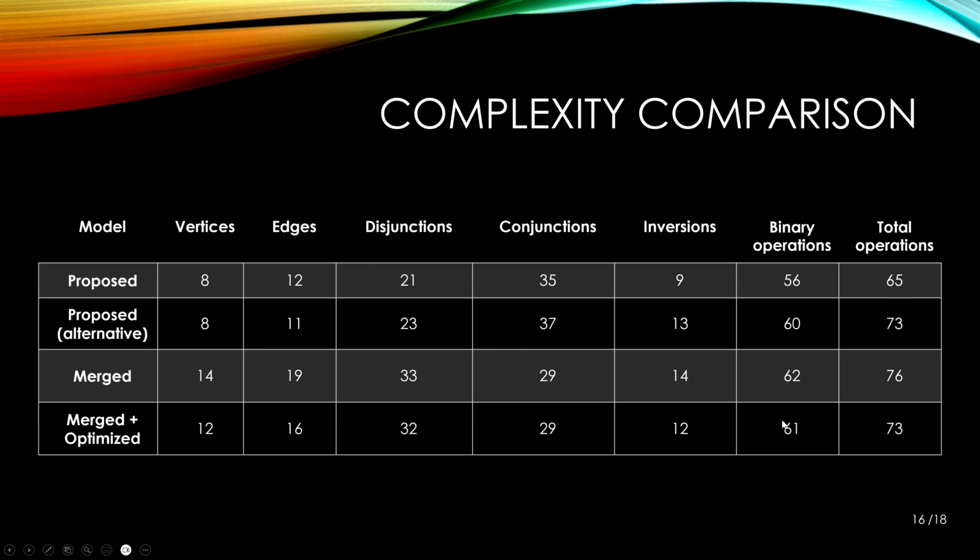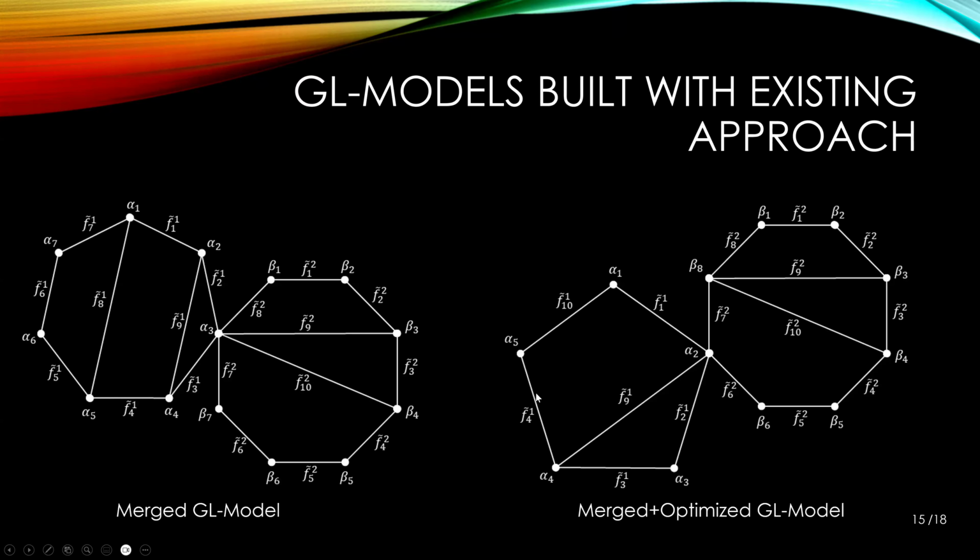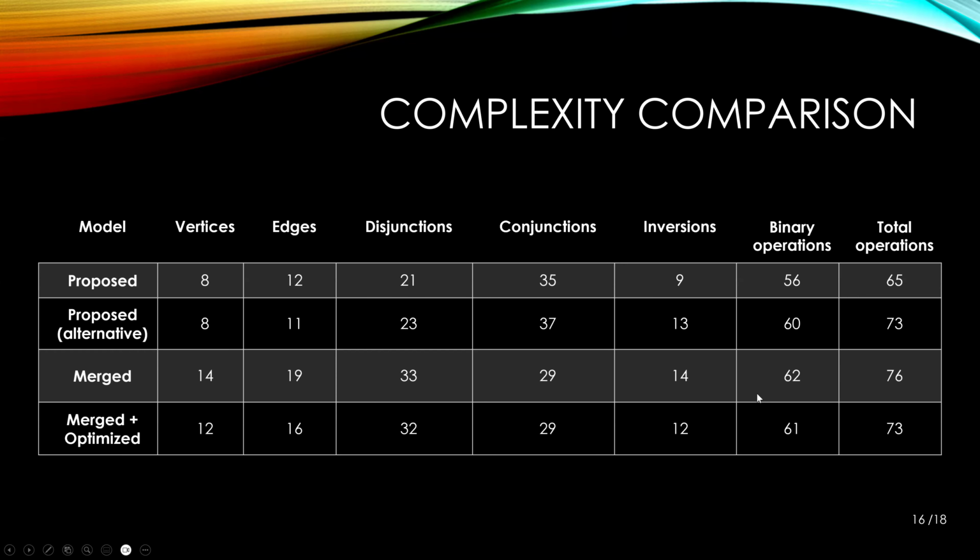This table presents a complexity comparison between the models constructed using the proposed method and the existing method based on graph merging. We can see that the proposed method makes it possible to obtain graphs with lower structural complexity, that is, with fewer vertices and edges compared to the existing approach. At the same time, the logical complexity, measured by the number of logical operators in edge functions, remains comparable for both approaches. We can see it here.